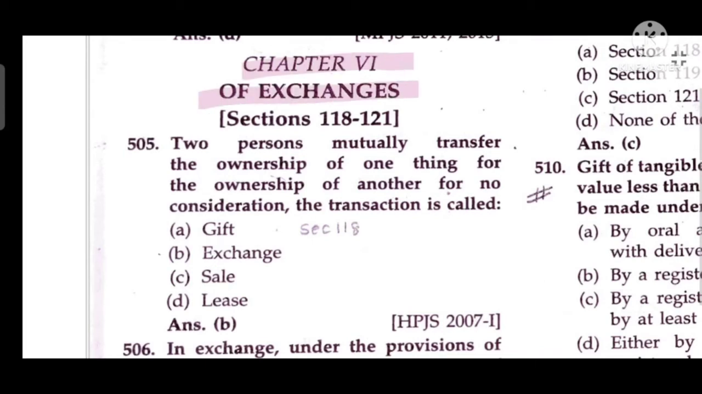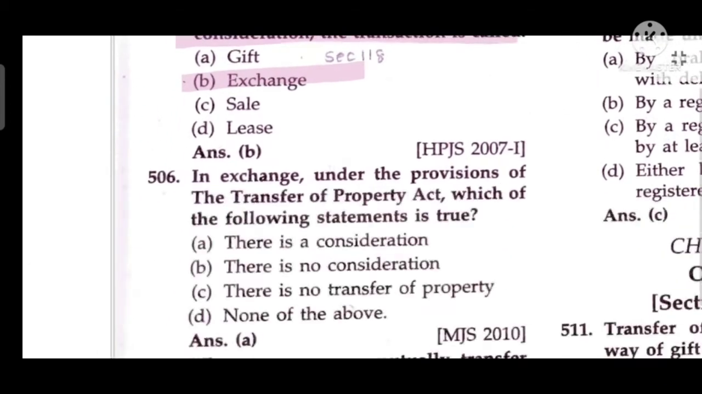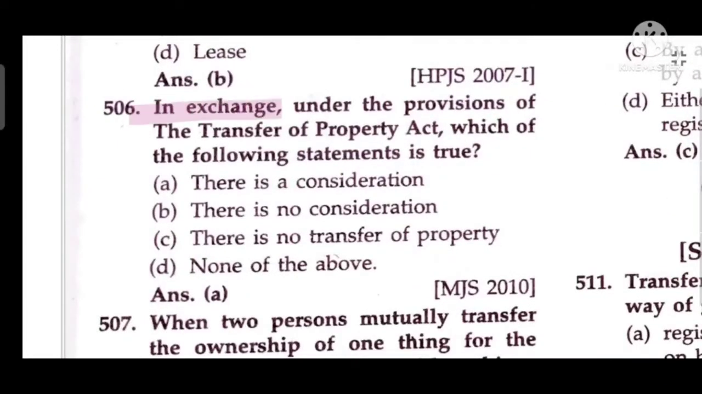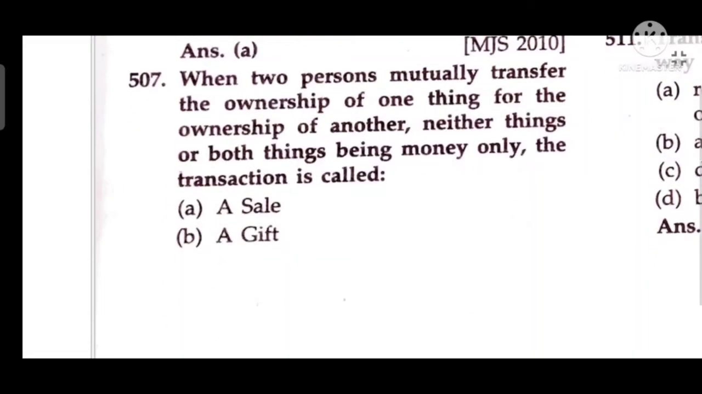Chapter 6, Exchanges, Sections 118 to 121. When two persons mutually transfer the ownership of one thing for the ownership of another, for no consideration, the transaction is called exchange. In exchange, under the provisions of the Transfer of Property Act, which one of the following statements is true? There is no consideration.